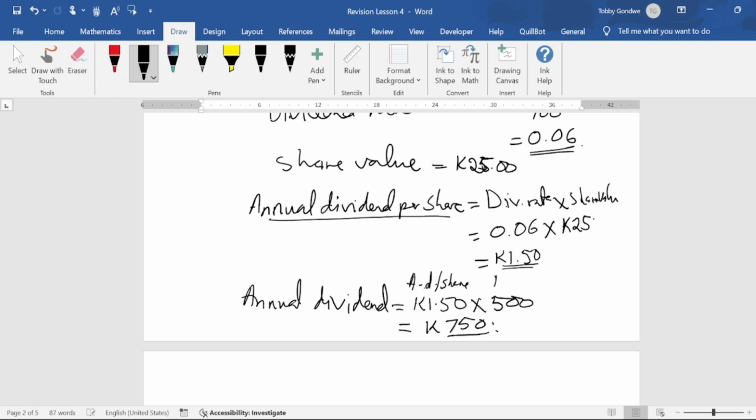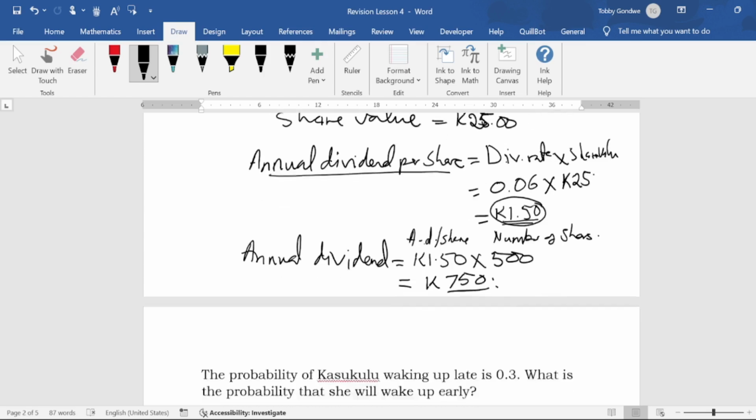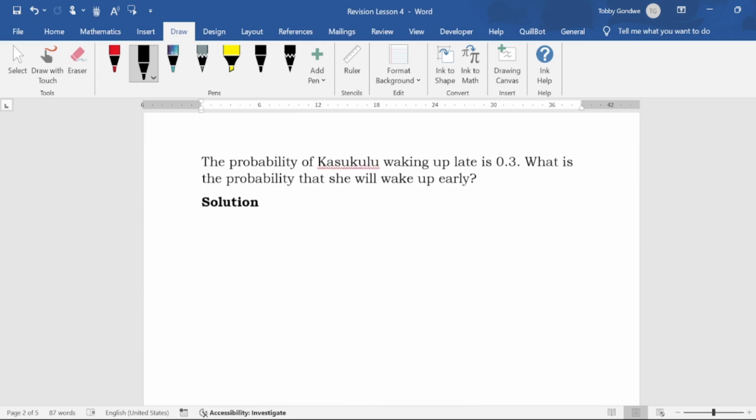And then this here is the number of what? Of shares that one person has. So each of those that are shareholders there, their number of shares will be multiplied by this amount to know how much they will get as dividend for that particular year. Let's move on to the next one.